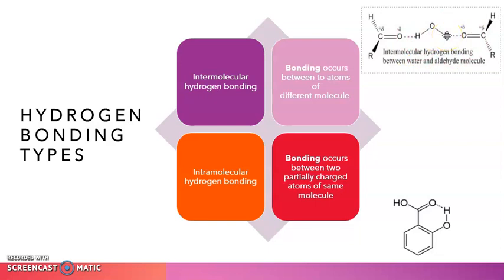So this is intermolecular, but it can develop within a single molecule. An example is salicylic acid, where you can see this carbonyl oxygen of the carboxylic acid group. It interacts with the hydrogen of the alcohol group in the same molecule of salicylic acid. So this is an example of intramolecular hydrogen bonding.